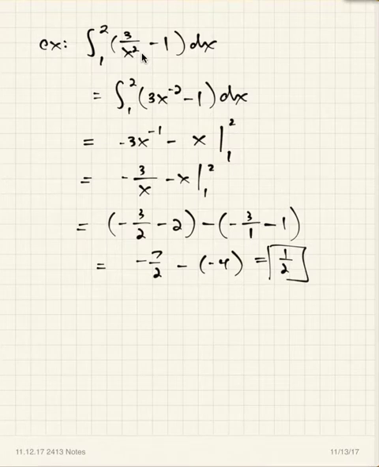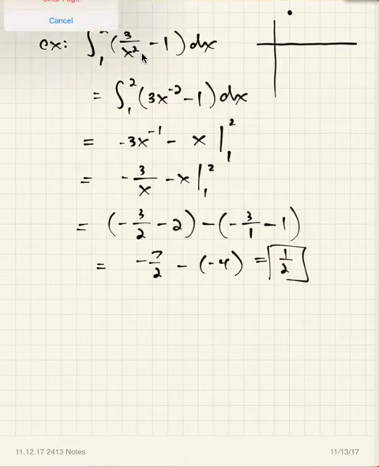I do also want to point out that this could not be interpreted as area, and the reason why we know it can't be interpreted as area is look at where this function is between 1 and 2. At x equals 1, when you substitute that into our function, you get 3 minus 1, which is 2. So the function's up here at x equals 1. And let's kind of change the scale a little bit. Let's say that that's 1 right there. So there's where the function is.